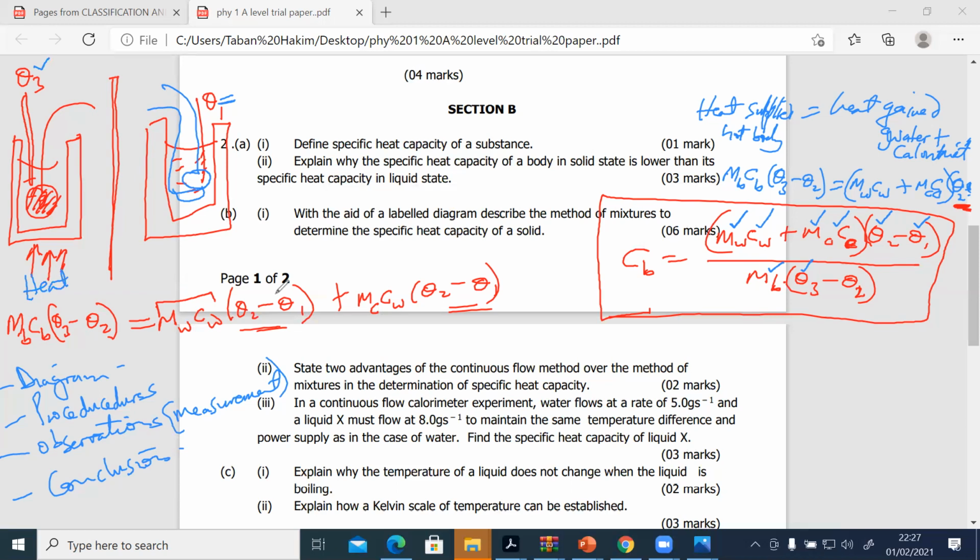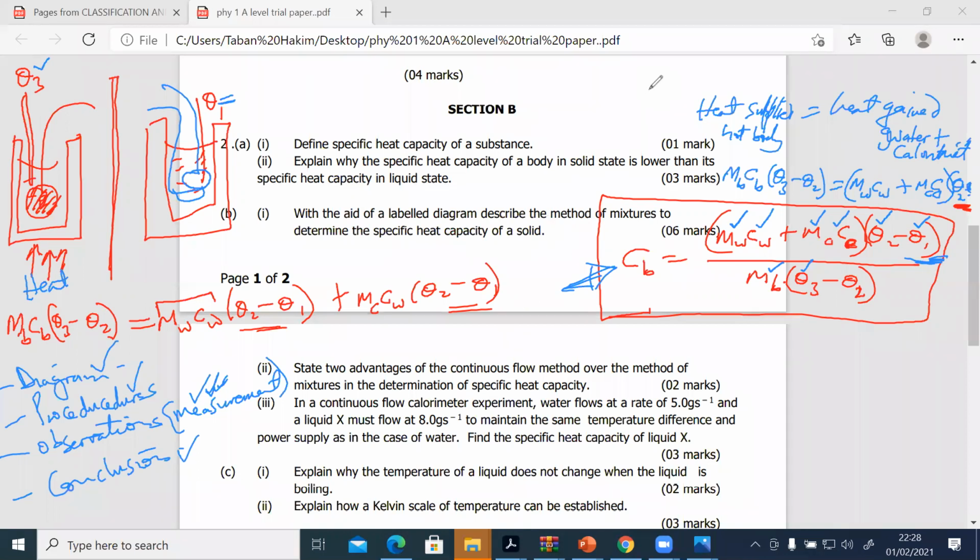Then afterwards, you simply substitute in this equation here. You'll have got all the marks there. I've not written everything here, but that is what we do. You draw the diagram, tell us the procedures, the observations, especially the observations, and then the conclusion. This is the conclusion. So I hope you have that. You can refer to your notes and check what you have there.